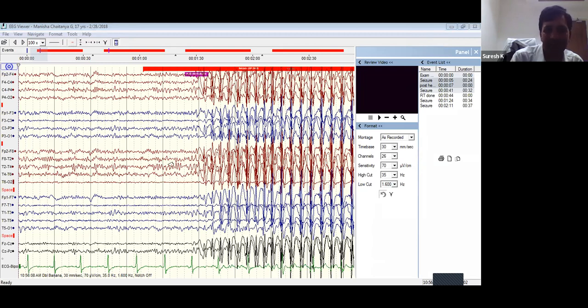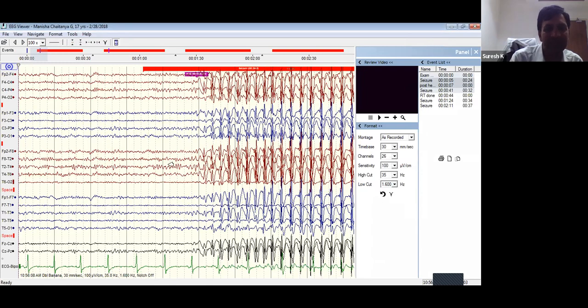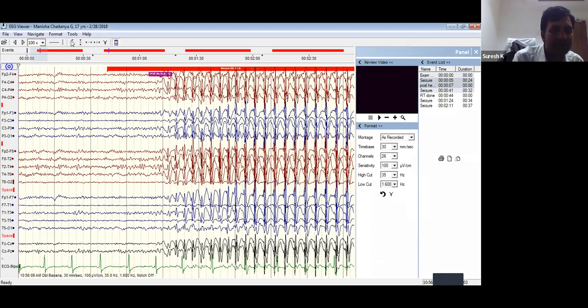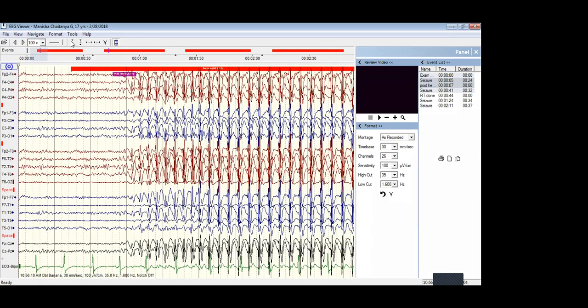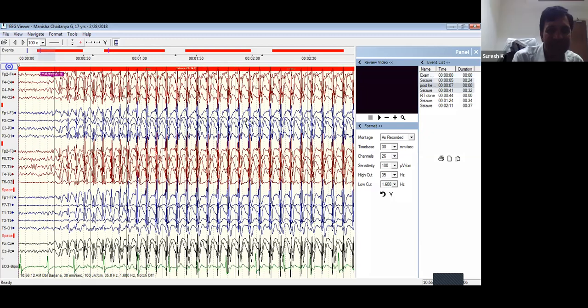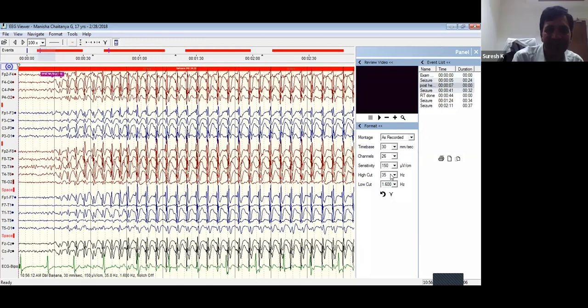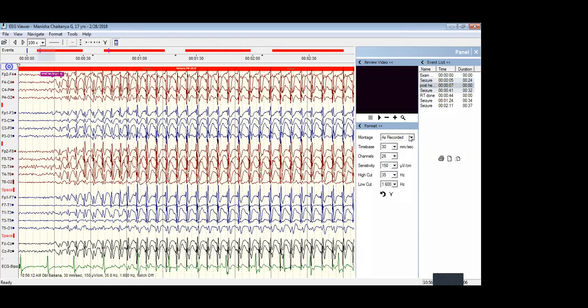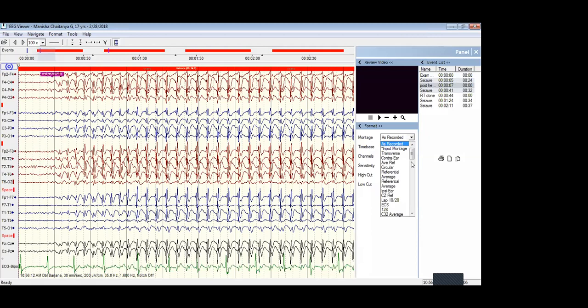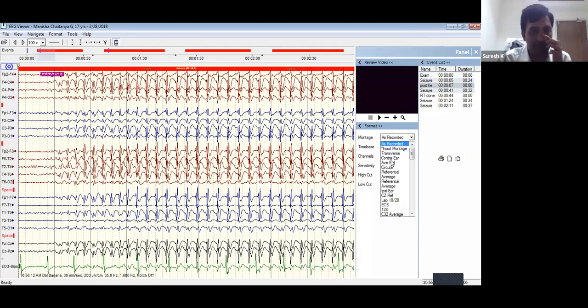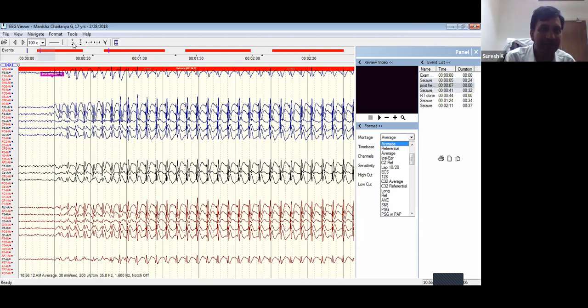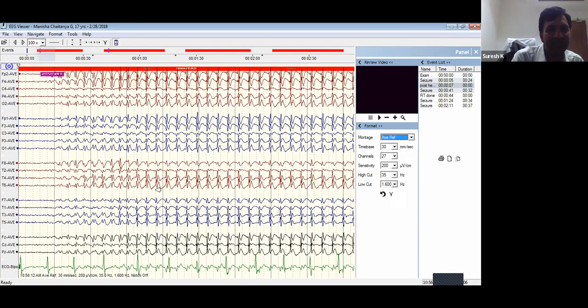Can you describe what you are seeing in this one? How is it different from the previous one? I'm reducing the sensitivity. I'm changing the montage to average. Okay. The first EEG you saw was only about 1 second, the second one almost 10 to 15 seconds. This one, how much are you seeing?